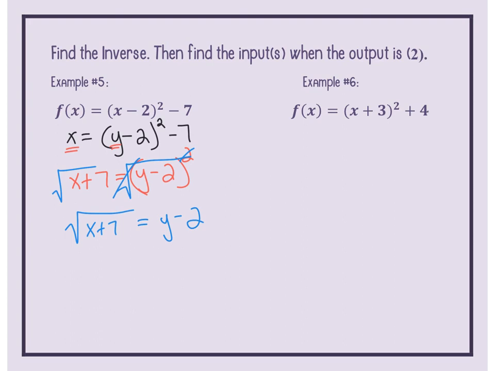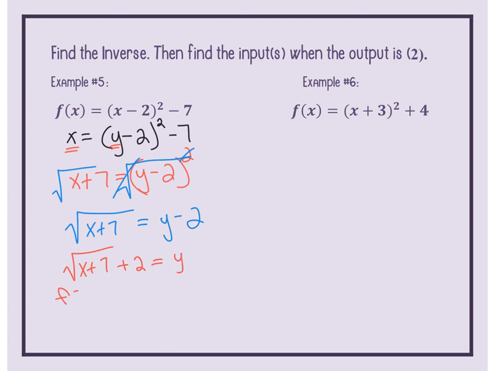I add 2 to both sides. Now guys, when I add 2 to both sides, I cannot combine that with the 7 because notice that the 7 is under the radical. That radical kind of acts like parentheses. You can't put something in there. So I'm going to put the plus 2 at the end. And it is y, so that is my inverse function.